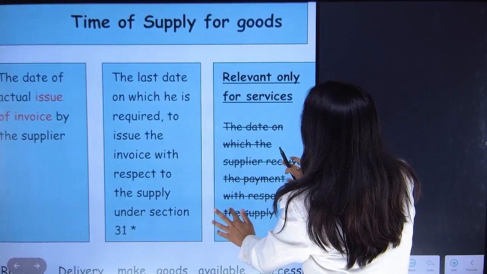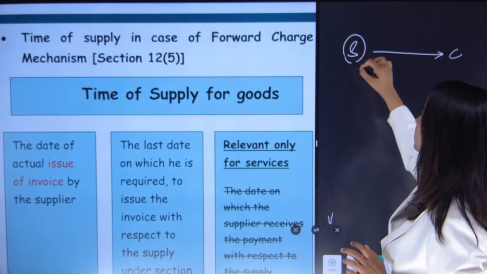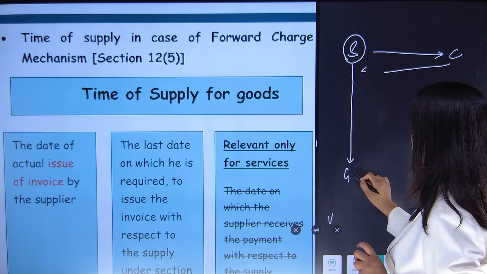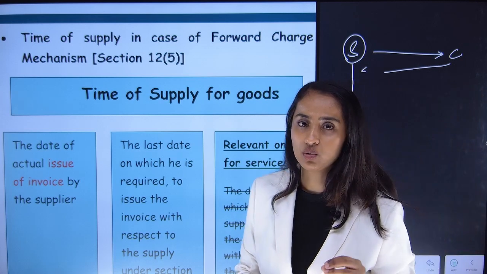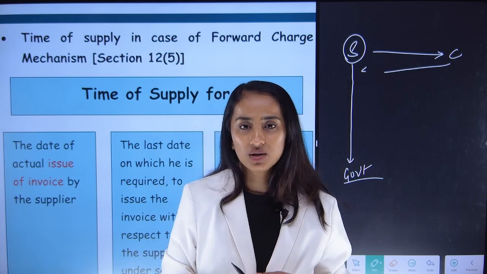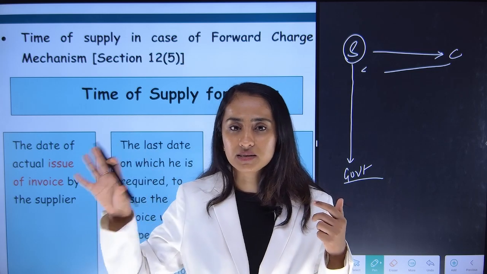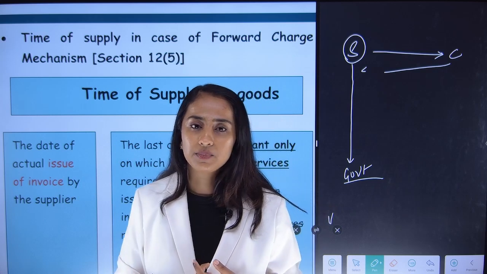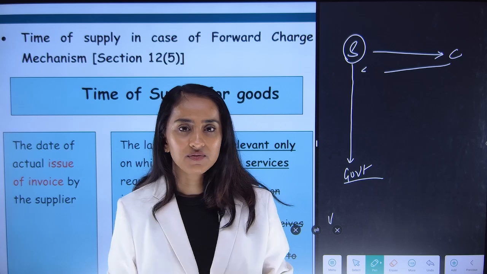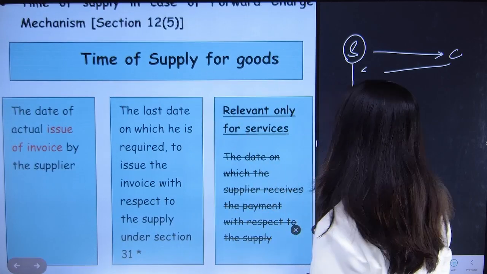So first, coming to the forward charge mechanism. You know what is forward charge mechanism? This is the supplier, this is the customer. So this supplier is in charge of collecting GST and paying this to the government. So under forward charge, the supplier, whoever supplies the goods or services, is responsible for paying the taxes to the government. Under reverse charge, it is ulta. Same, the customer, whoever receives the goods or services is liable to pay tax to the government.